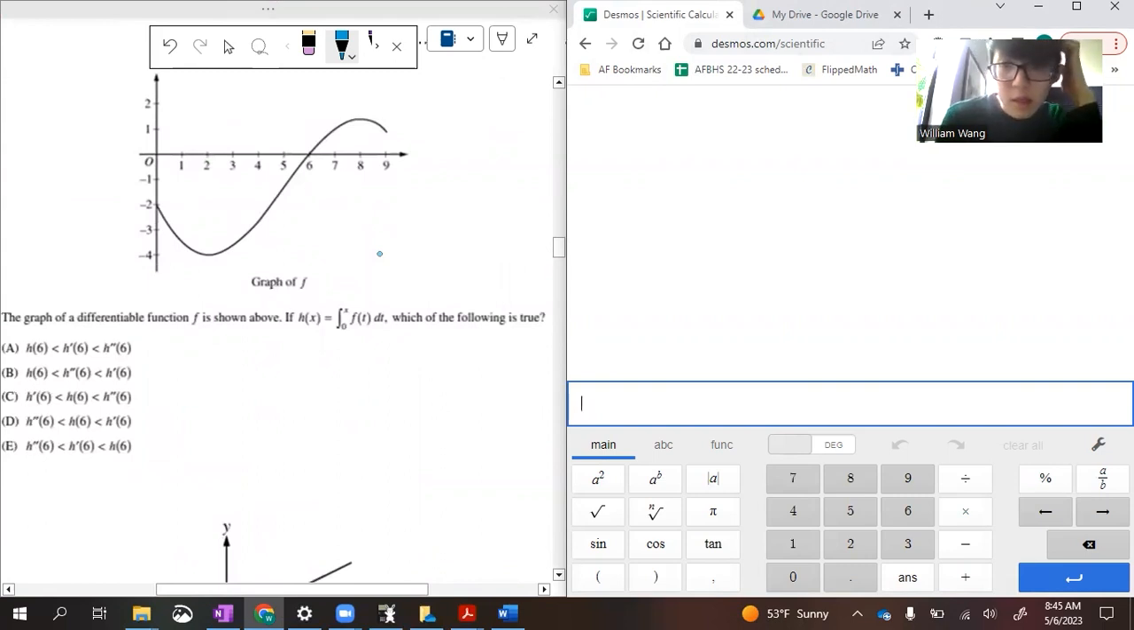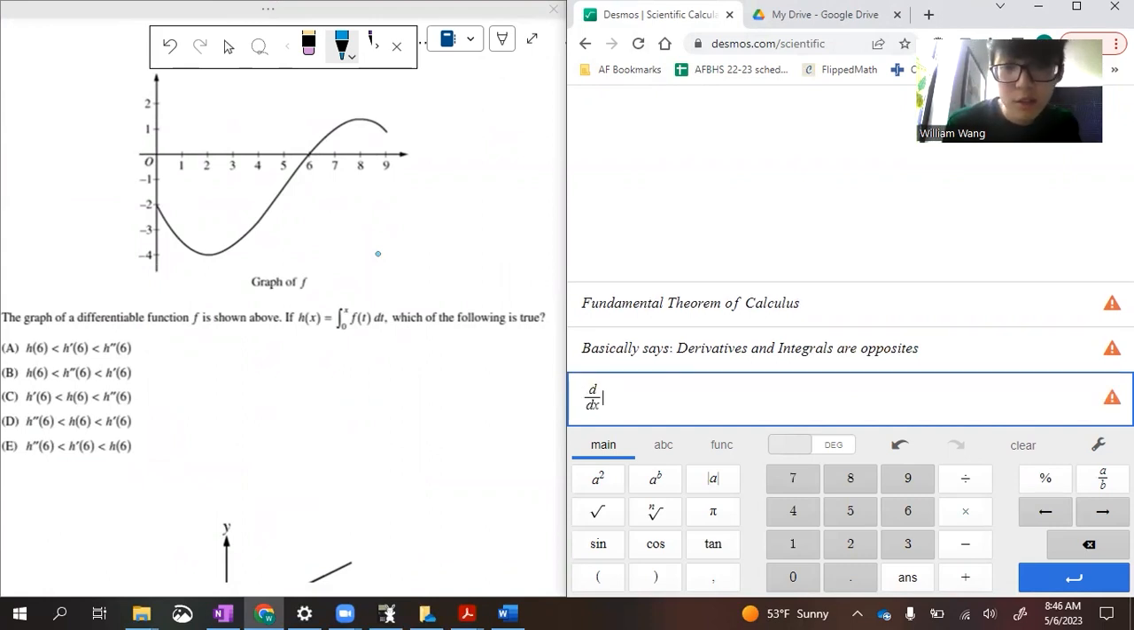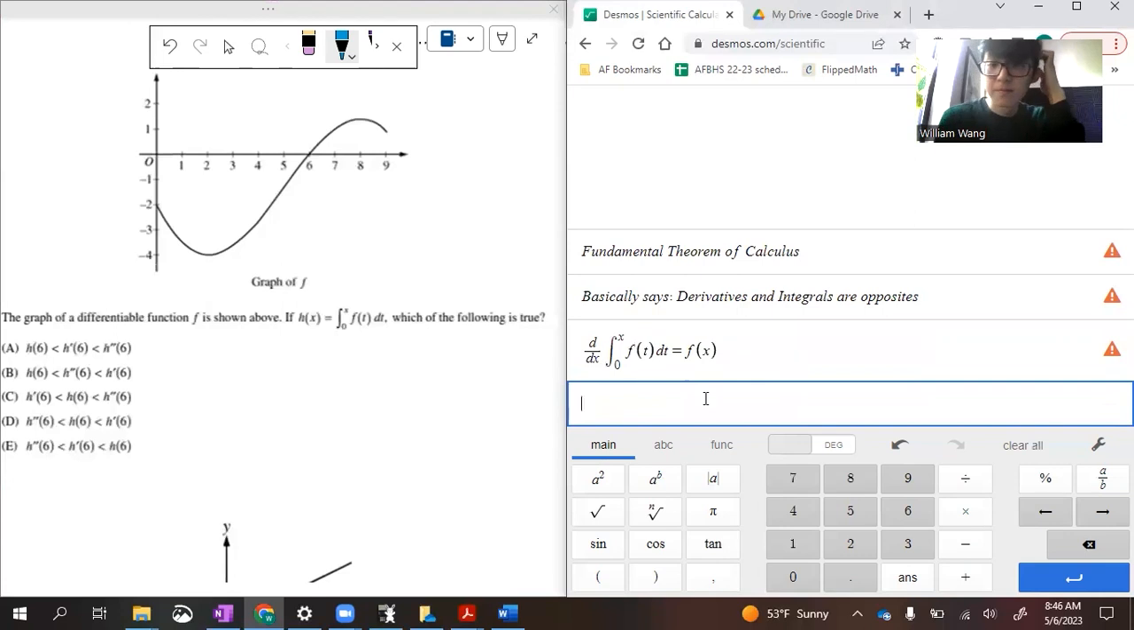Okay, so the notes here are regarding the fundamental theorem of calculus, which basically says derivatives and integrals are opposites. There's a few ways to represent this. First, d over dx of the integral from 0 to x of f of t dt is simply equal to, if I take the derivative of an integral, I'm left with just the function f of x.